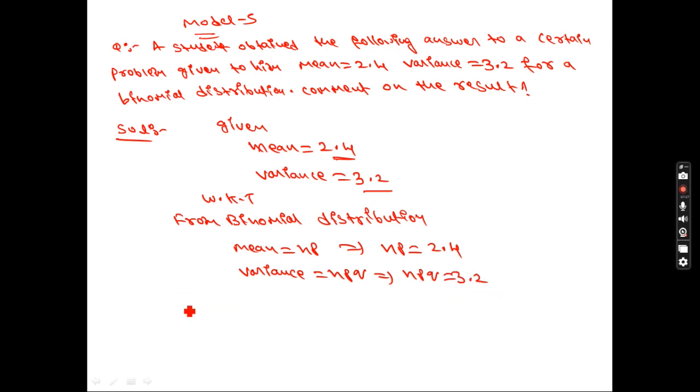So what do we have to do now? NP is 2.4, so you replace NP here. It becomes 2.4 into Q is equal to 3.2. Therefore Q is equal to 3.2 divided by 2.4, since it goes to the denominator. Once you divide, Q is equal to 3.2 by 2.4, which gives 1.33. Remember, this is the important point you need to remember.